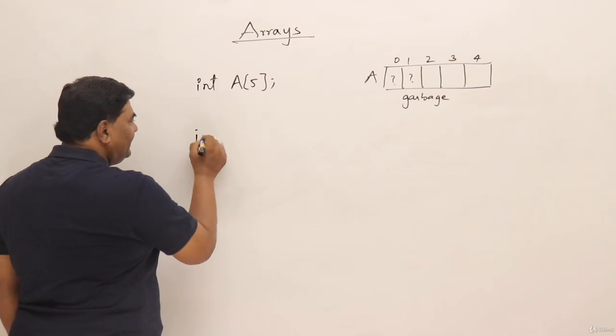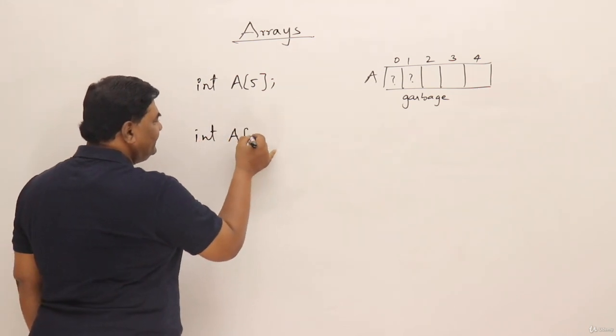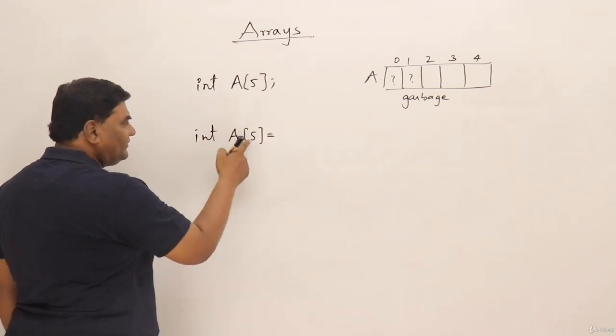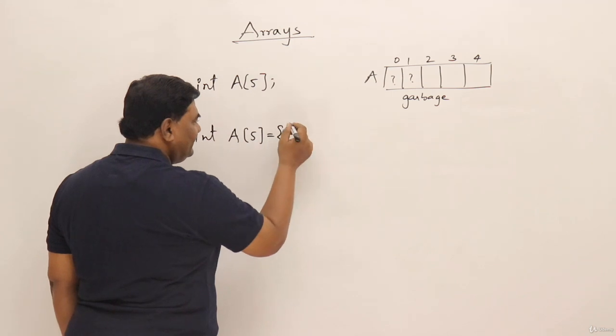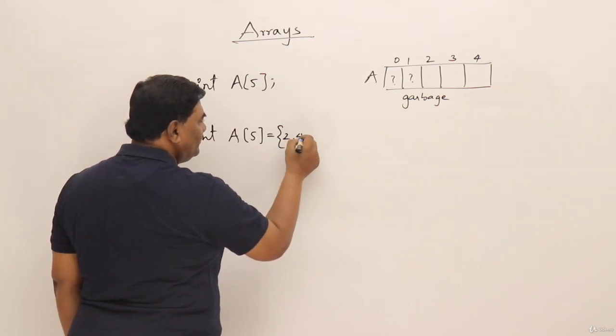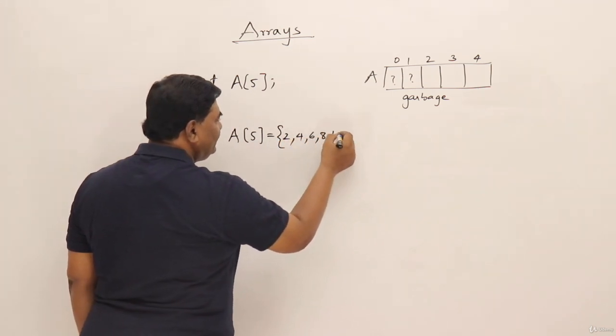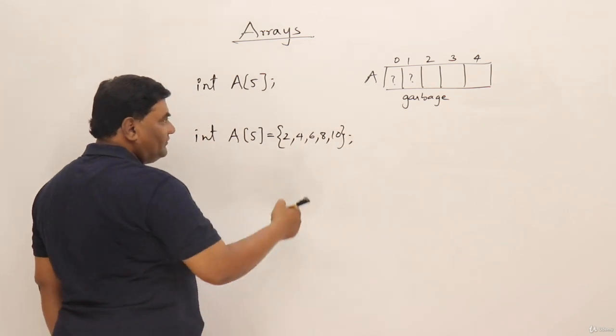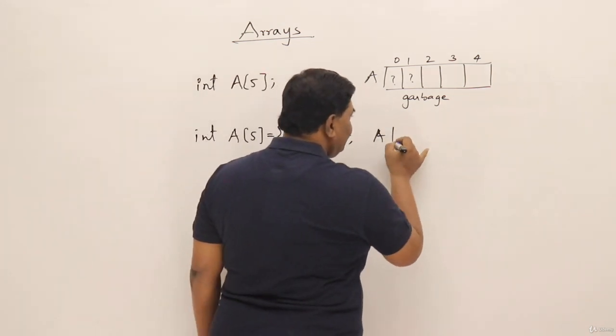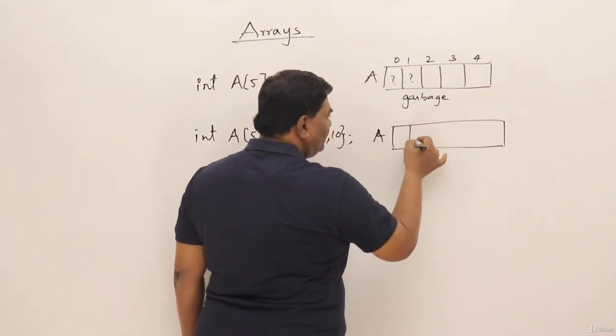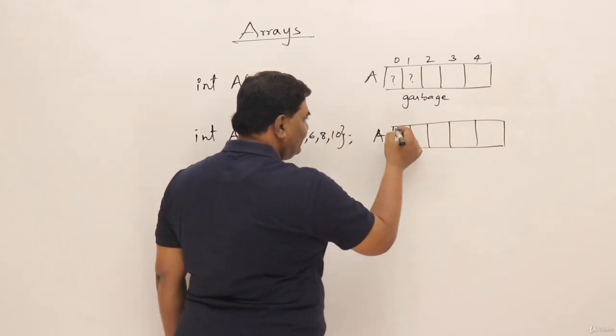Now next method, if I want to initialize the values, then I should say this is a part of declaration, and here I can initialize the values like 2, 4, 6, 8 and 10. Suppose I am initializing also, then an array will be created during runtime and all the values will be initialized in this one.